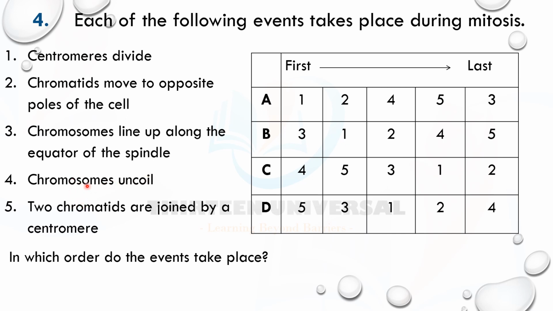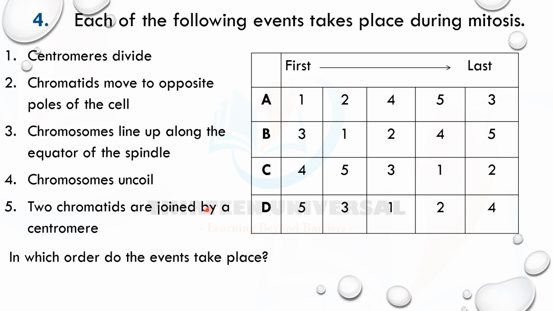No, chromosomes uncoil. This is telophase. Yeah, that's telophase, right? In prophase it coils up, but in telophase it uncoils. So prophase is 5. Two chromatids are joined together by a centromere. So go to the option that starts with 5. That's the answer, and you follow it.